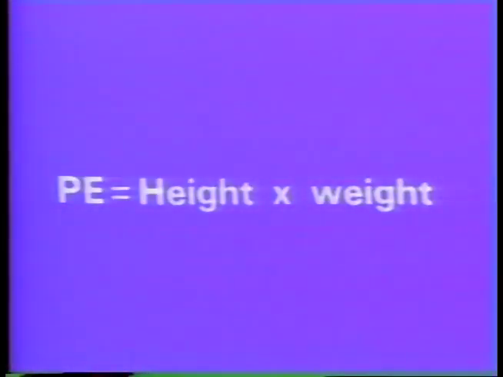Now, in reality, any object at a distance from the center of the Earth will possess some potential energy. But we'll simplify this for our discussion and consider any object at its starting point as having 0 potential energy. The factors affecting potential energy are height and weight. The mathematical equation is potential energy, PE, equals height times weight.